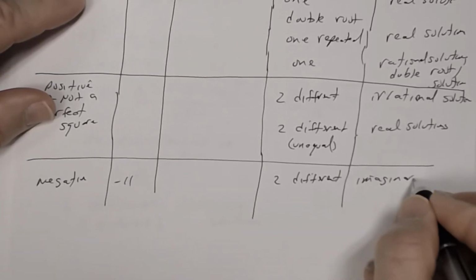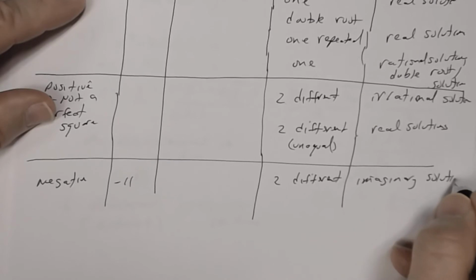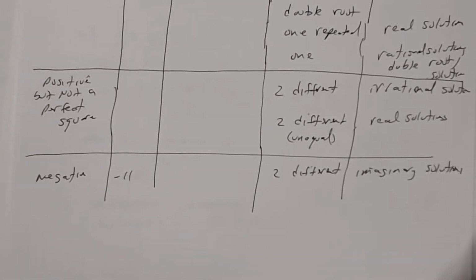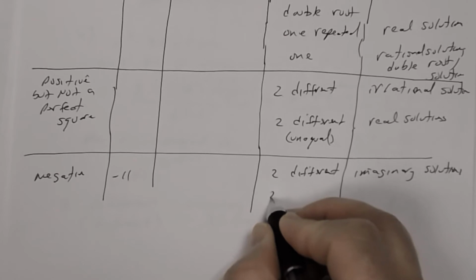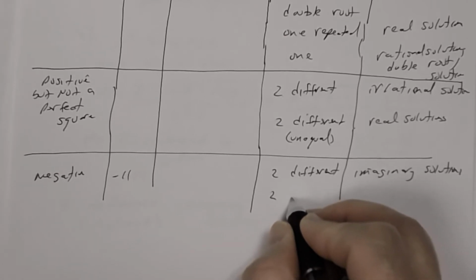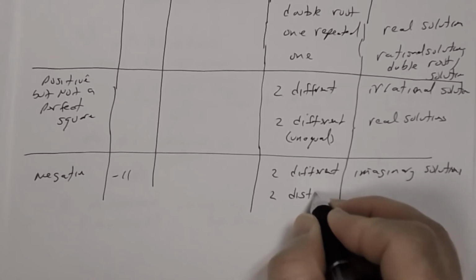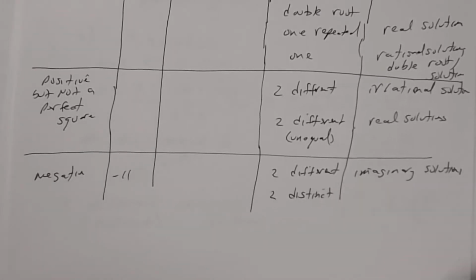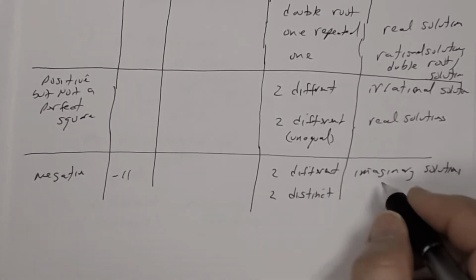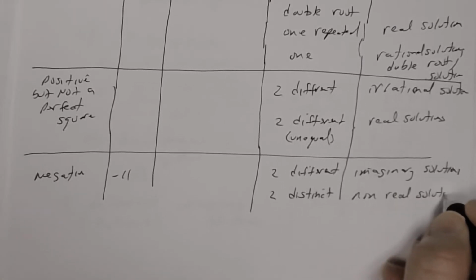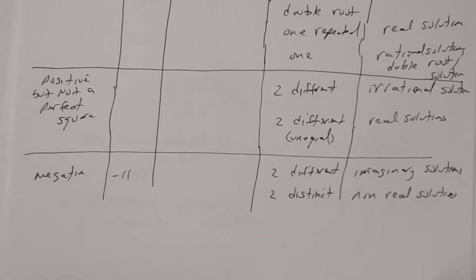imaginary solutions. 2 different imaginary solutions. All right, you can also say you're going to get 2 distinct or 2 different non-real solutions. So that's something else that you may see.